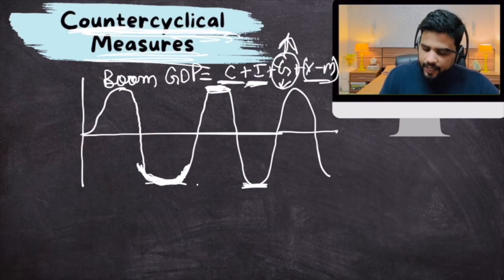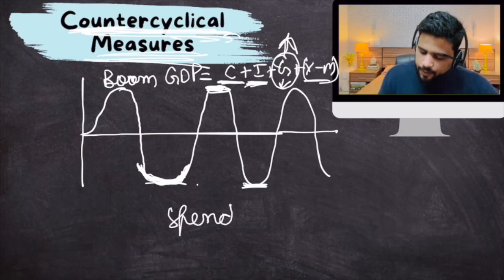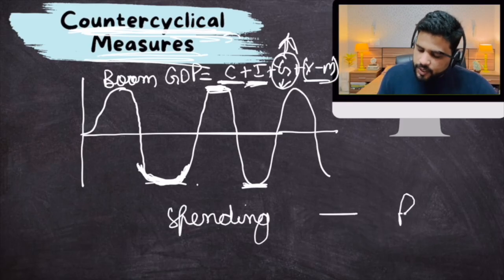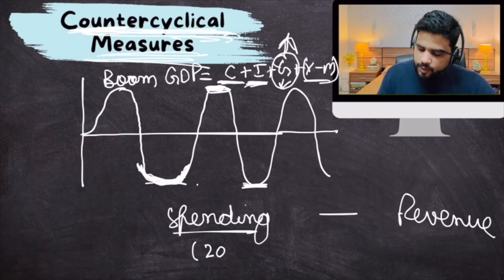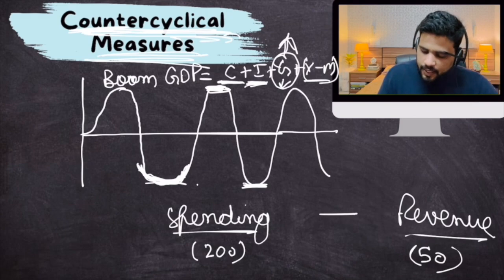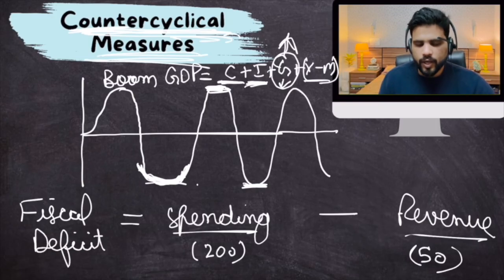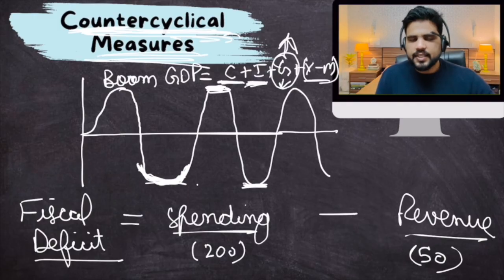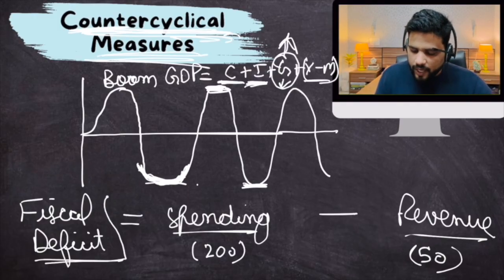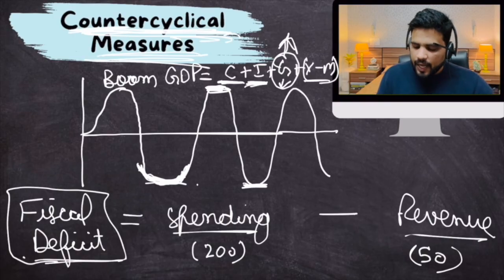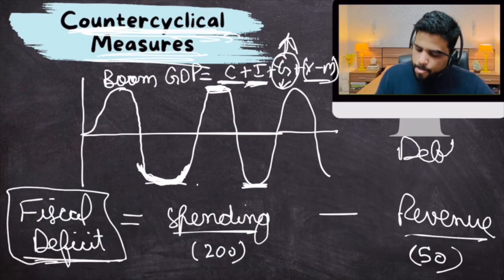The thing is that if government increases its spending and reduces its revenue, in that example I said that the government spending was 200 and this revenue was just 50. This difference between the two is known as fiscal deficit. This deficit is coming from fiscal policy. This is known as a fiscal deficit. And this fiscal deficit is fulfilled by debt, borrowing.